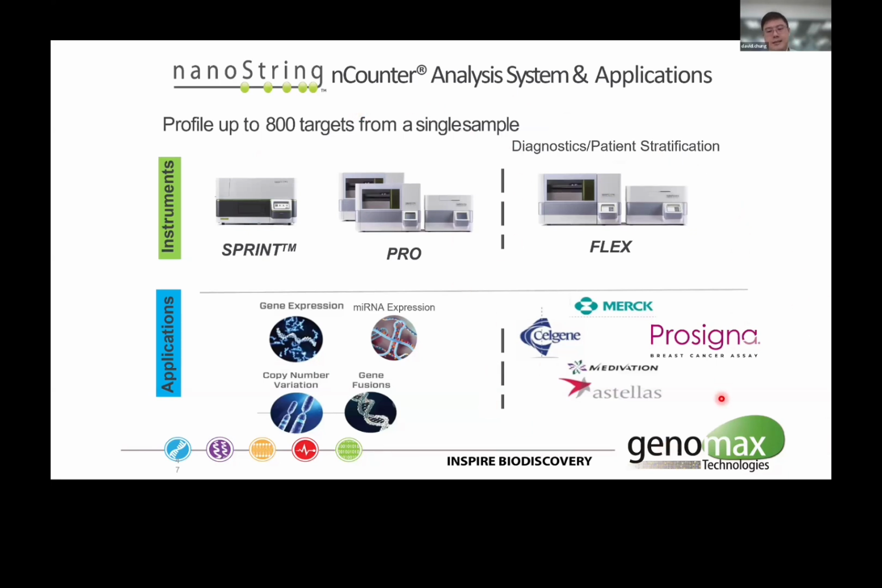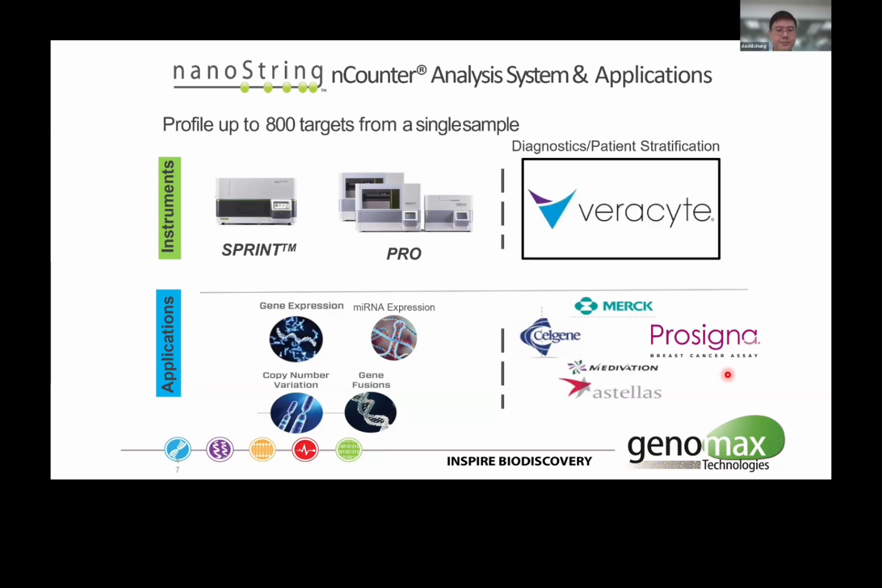Currently for diagnostics, they have one panel, which is called the Prosigna Breast Cancer Assay Panel, which can help to do breast cancer subtyping, and also provides a prognostic score, the risk of recurrence score, to give information on what the risk of recurrence of the breast cancer will be for a patient if they undergo only adjuvant hormone therapy. So what's the risk of it coming back in the next 10 years? So this is their diagnostic panel.